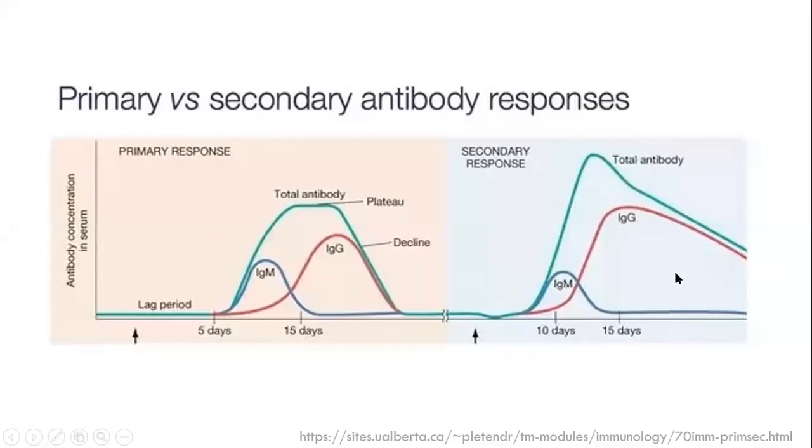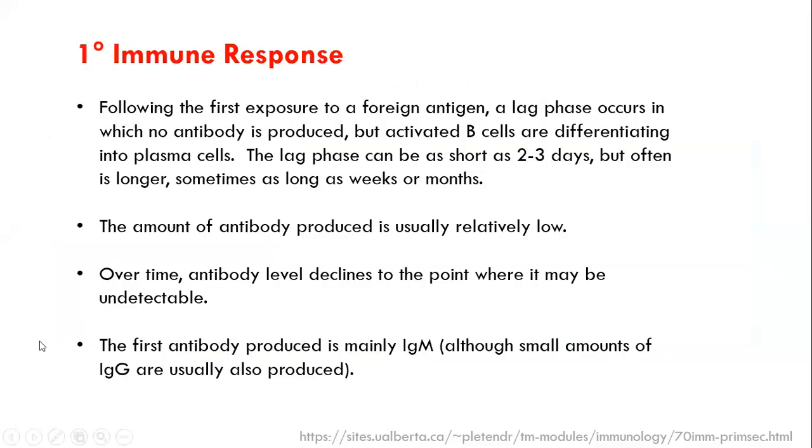So basically, you can summarize again in the text. In the primary immune response, the first exposure, activated B cells differentiate into plasma cells in the lag phase of 2 to 3, and it takes months. The amount of antibody produced is relatively low. Over time, the antibody level declines to the point where it may not be detectable at all. So what is IgG? We will talk further.